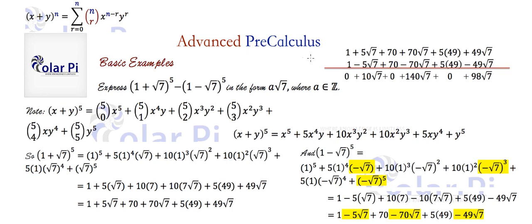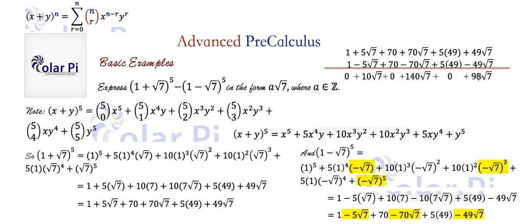So if we line them up, this guy is this guy, and then the second line is this guy, and so we subtract. 1 minus 1 is 0, but 5 root 7 minus negative 5 root 7 is 5 root 7 plus 5 root 7, so 10 root 7, and similarly these guys combine to 140 root 7. Remember, we're subtracting, and then these guys subtract out, and these guys combine to 98 root 7.